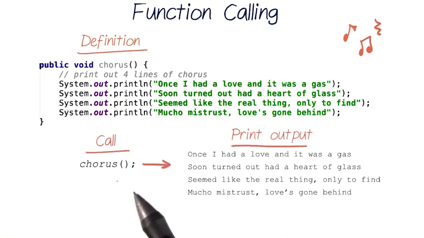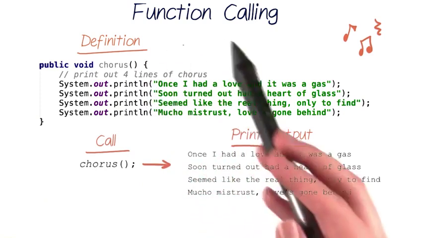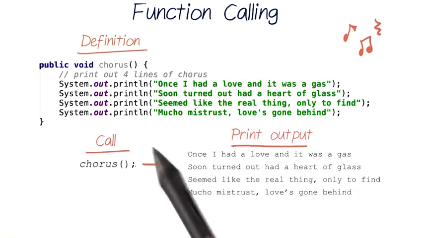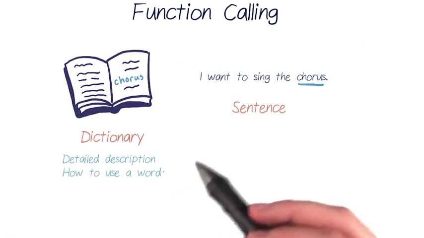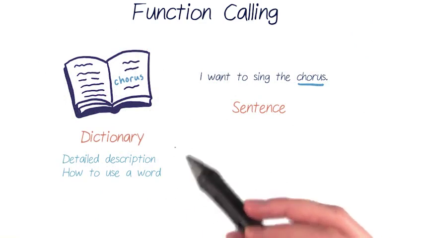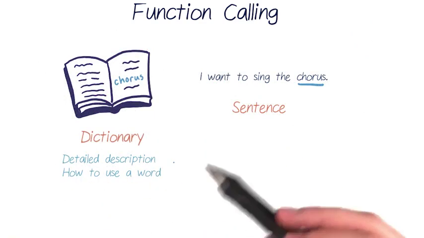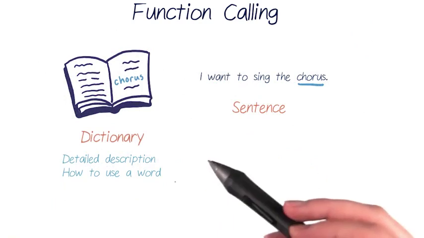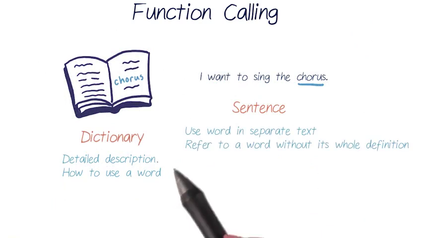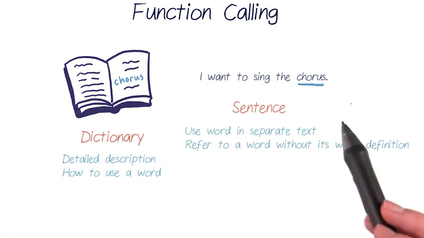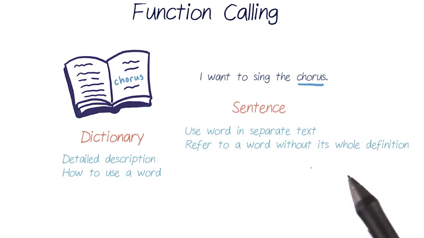This is sort of like the difference between definitions of words in a dictionary and actually using those words in a sentence. When we need to learn about a word and what it means, we can look it up in a dictionary. We can learn details like how the word is used in a sentence and how it's pronounced. But then when we actually use the word in a sentence, we don't include its whole definition. We just refer to that word in a separate text.